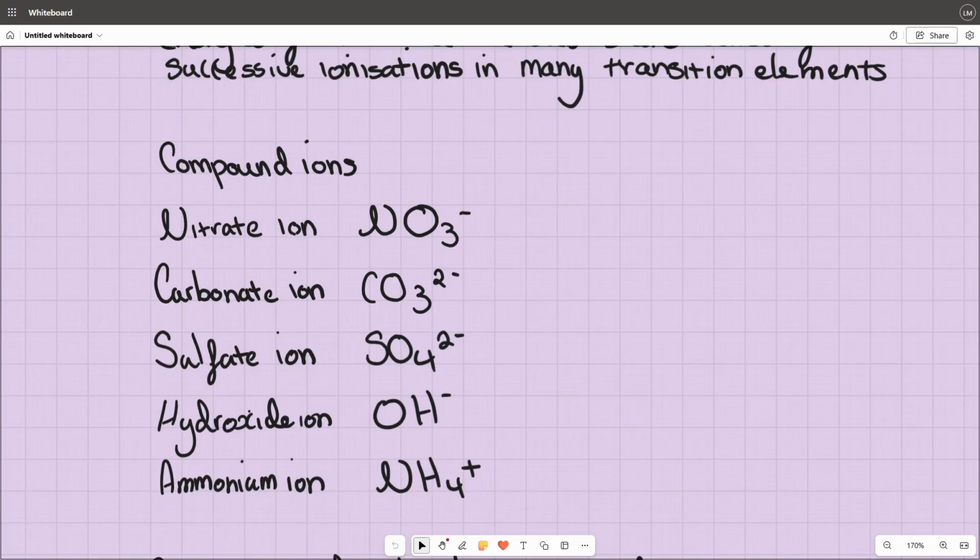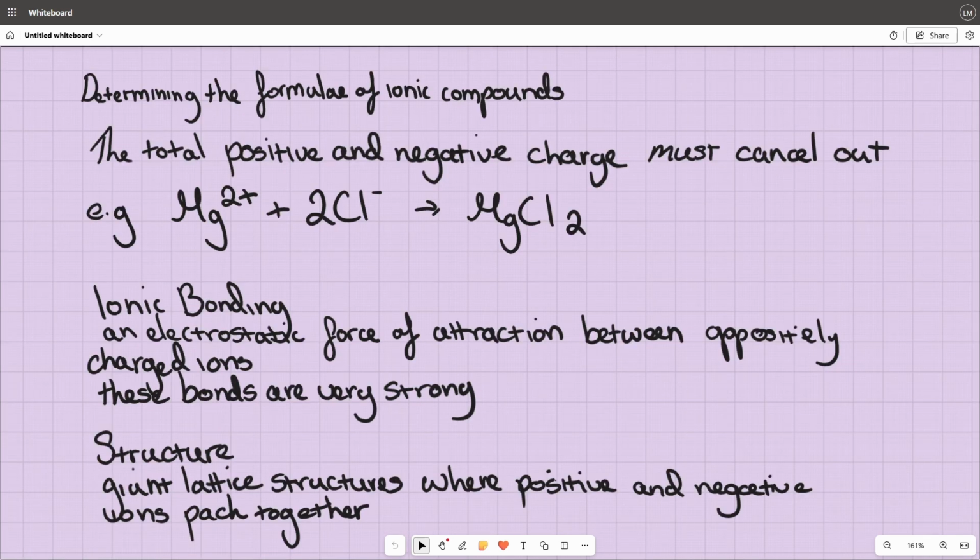Okay, so here are 5 compound ions, and you need to know their molecular formula and their charge. These are the only ones you need to remember, and they're important for a lot of equations. They appear often. And so we have the nitrite ion, the carbonate ion, the sulfate ion, the hydroxide ion, and the ammonium ion.